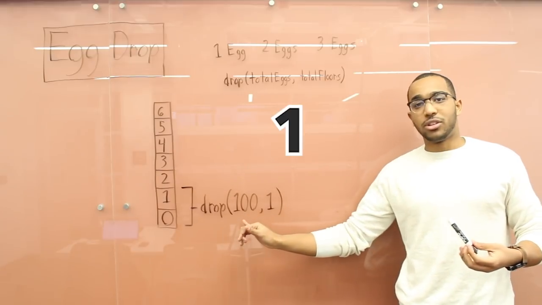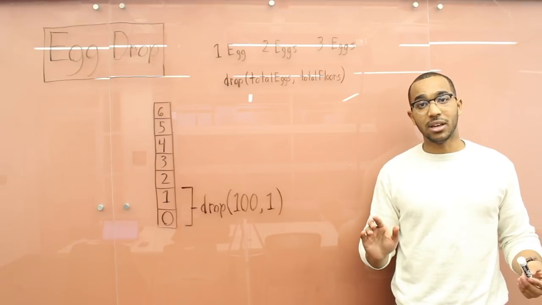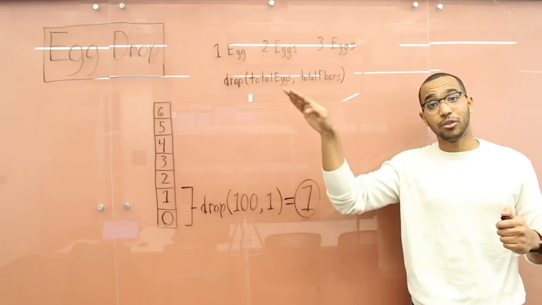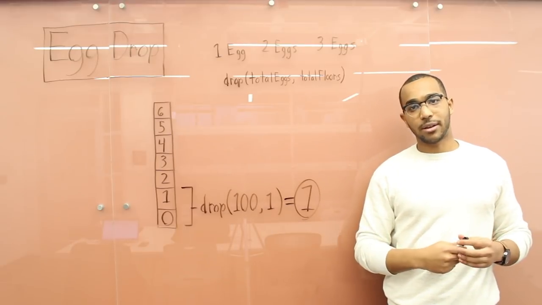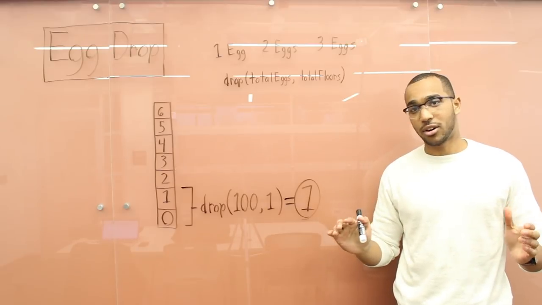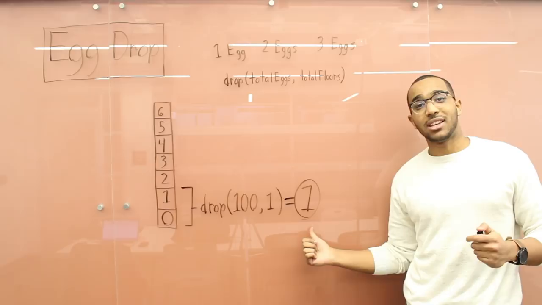So give me any amount of eggs. If I have one floor, the answer is going to be one drop. At worst, to give my caller that pivotal floor, I only need to drop one egg. That's all I have to do. My worst case is I drop one, I have an answer. So this is what we give our caller. Our caller wants this as the answer.